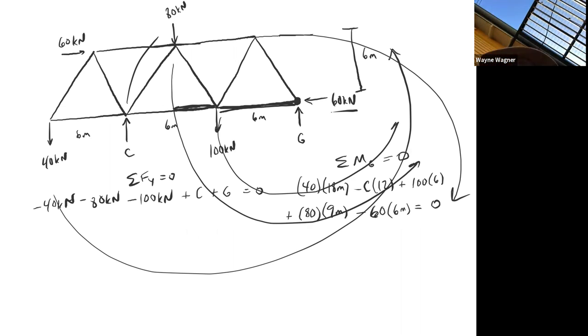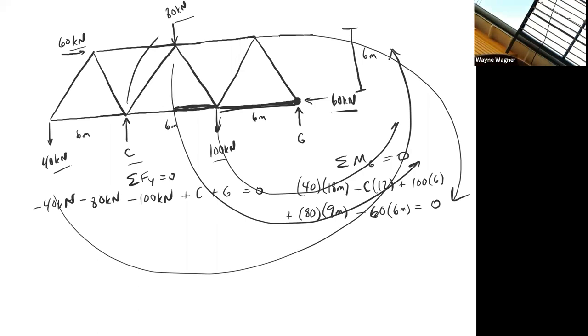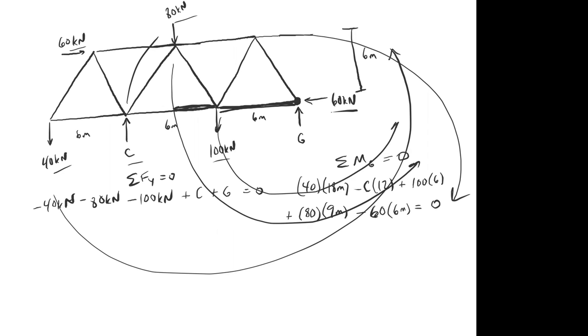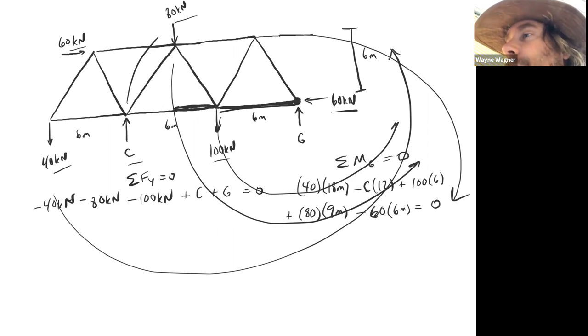Okay, hopefully I didn't miss any. See here, 1, 2, 3, 4, 5 forces. Okay, so I didn't miss any. So let's go 40 times 18 plus 600 plus 720 minus 360 equals, and we'll divide by 12. So C equals 140 kilonewtons.